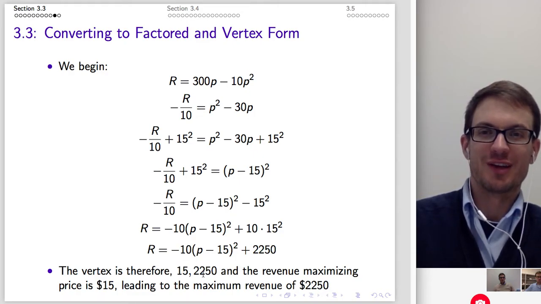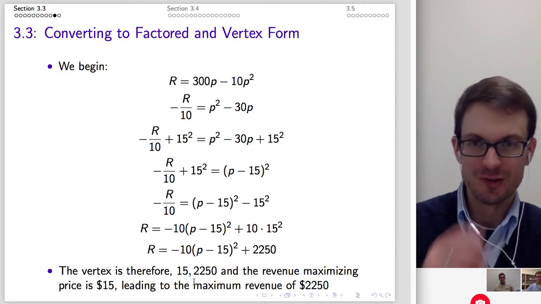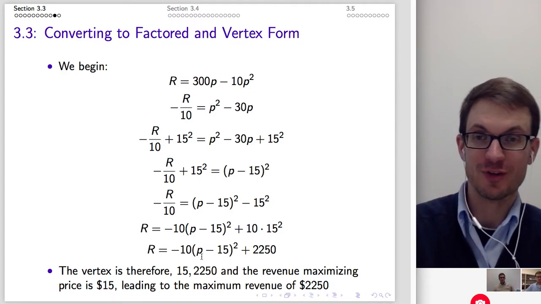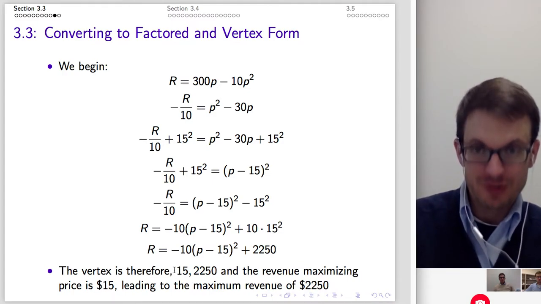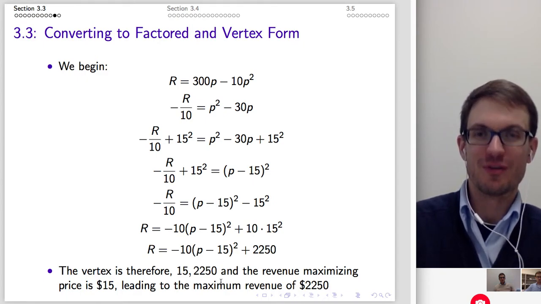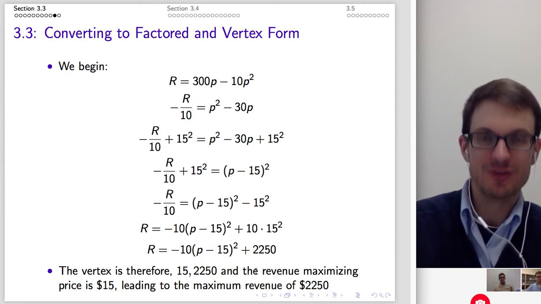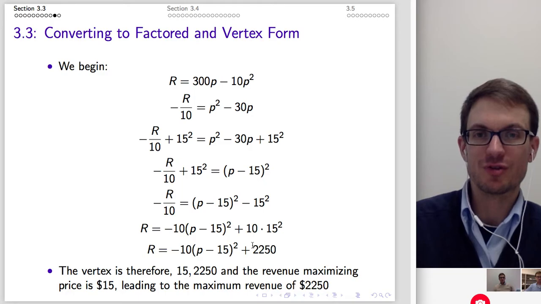I know this looks like I wrote 152,250, completely wrong. That's not what this is. I should have written this better. Apologize for that. This is supposed to be parentheses 15, comma 2,250, parentheses. Right, so the revenue maximizing price is 15. The maximum revenue is 2250.